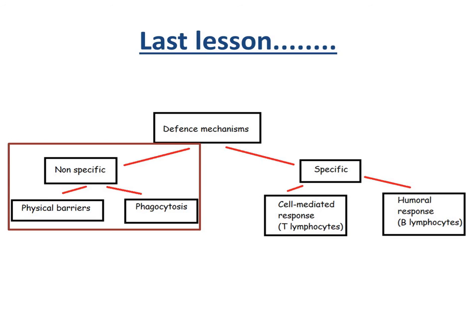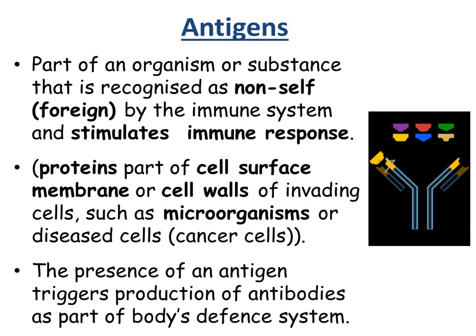In the last video I did non-specific responses, which include physical barriers and phagocytosis. Just a brief description of what antigens actually are. Antigens are substances found usually on a pathogen's cell surface which trigger an immune response. They're usually a protein found on the surface of a pathogen that stimulate an immune response.